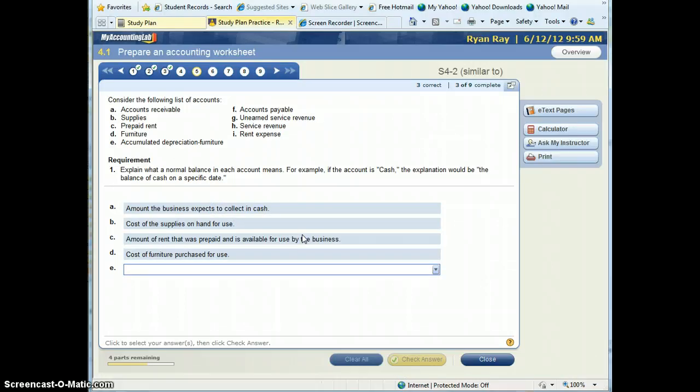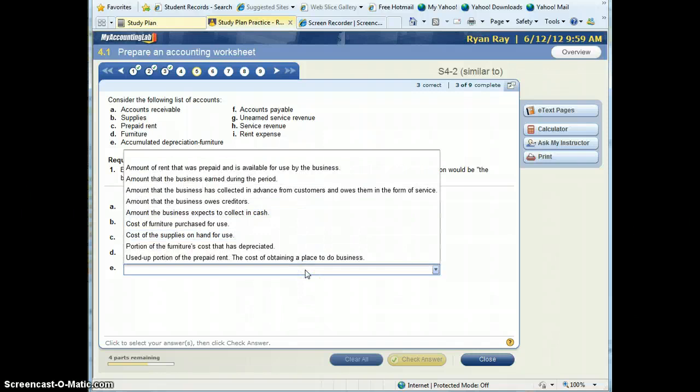Accumulated depreciation furniture is going to be a contra asset account, which means that it's right after furniture on the trial balance and on the chart of accounts. It's basically an offsetting account for furniture. As we use up or depreciate furniture based on whatever estimates we use, then this contra account will increase, and it has a credit balance, so it's offsetting the balance of furniture, and the original cost stays in the furniture account. You don't adjust the original cost. So it is the portion of the furniture's cost that has depreciated.